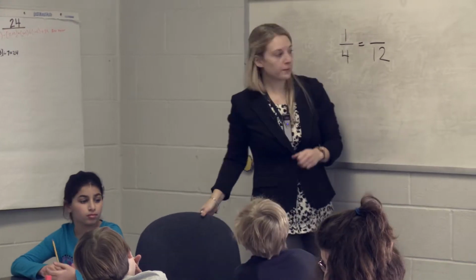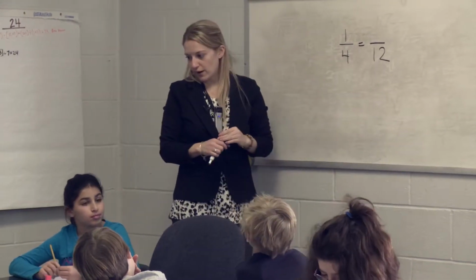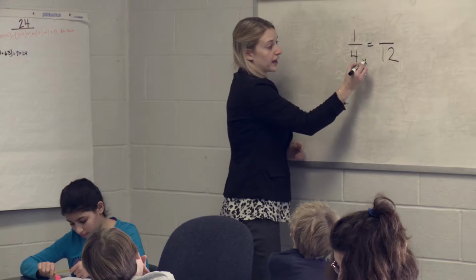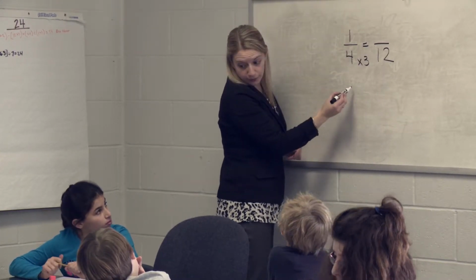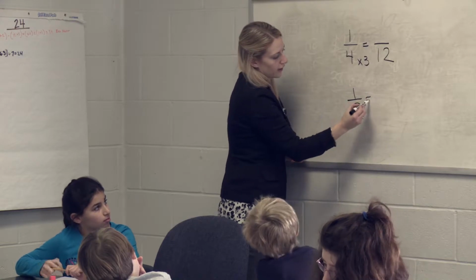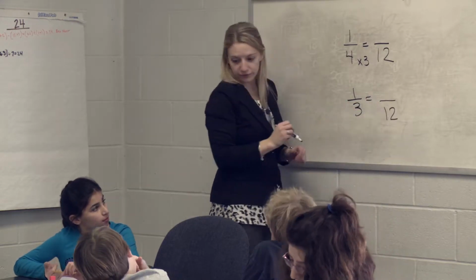Correct? Yeah. What am I doing to 4 to make it equivalent to 12? Times 3, I'm multiplying. And then you're going to do times 3. I'm going to have to do that on the top too, but let's look at 1/3. How do I make 1/3 equivalent to 12ths?